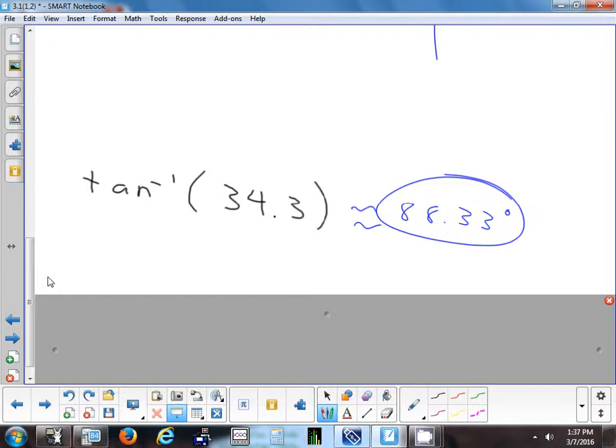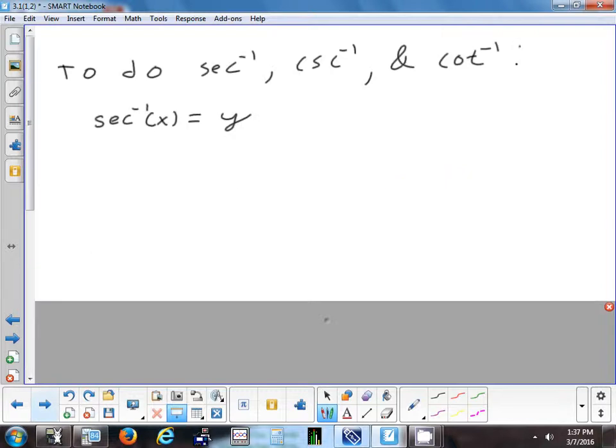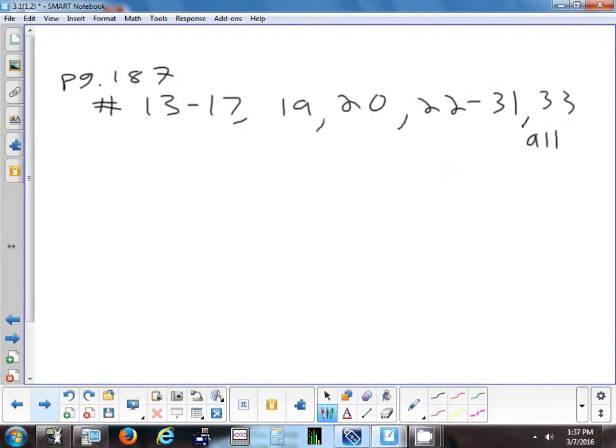All right, so now we looked at how to do inverse trig using this chart, explained what inverse trig meant, and how to do it on the calculator. So tonight's homework will have a little bit of both. The homework is on page 187. I'd like you to try 13 to 17, 19, 20, 22 to 31 all, and 33.